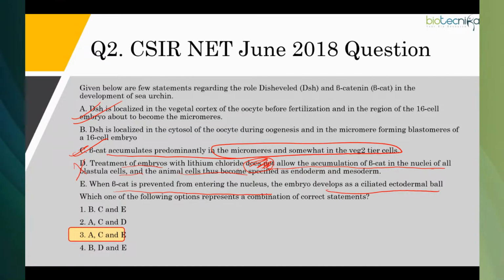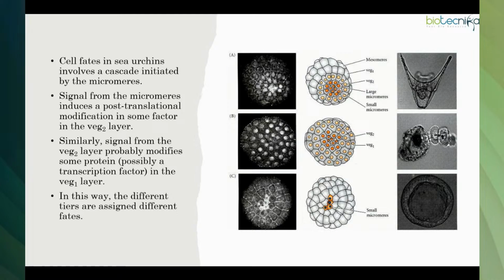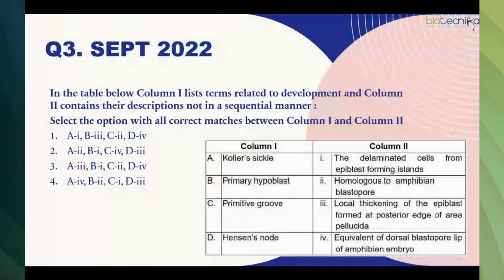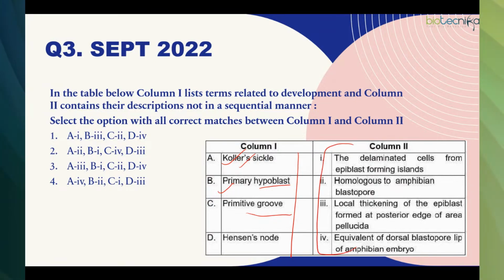Okay. Now moving to the next question. This is regarding amphibians, and in fact this is amphibians and also birds. Basically, it's a combination question. They have given some areas or tissue regions in amphibia and chick embryo. Collar sickle we will find in chicks. Hypoblast we will find in the chick only. Primitive groove we will find in the, actually all these are chicks only, but in column 2 we are comparing with the amphibians.